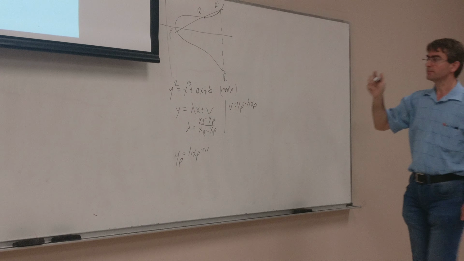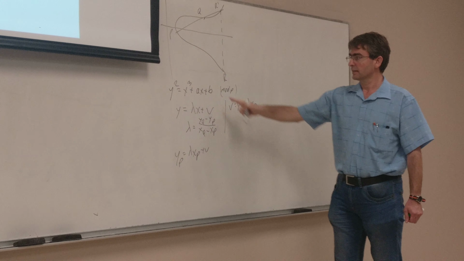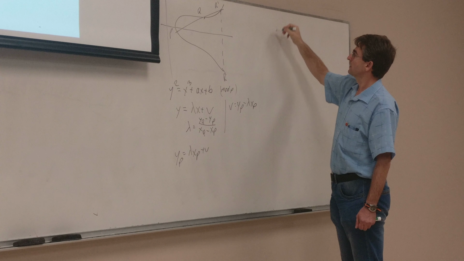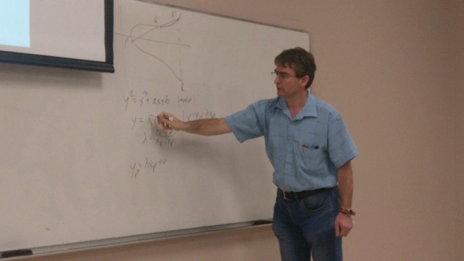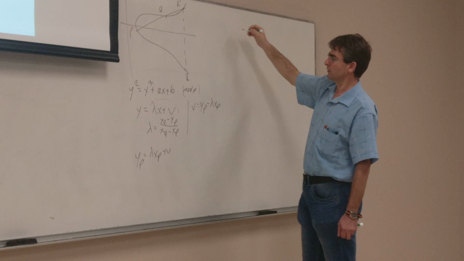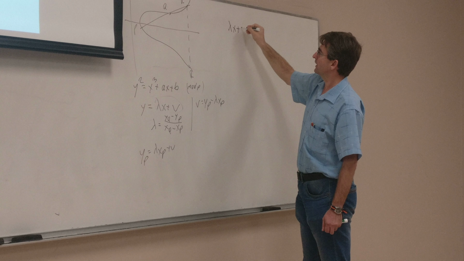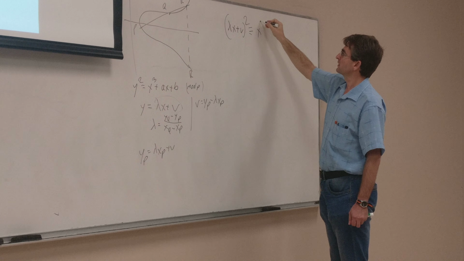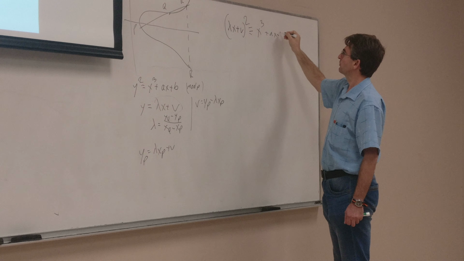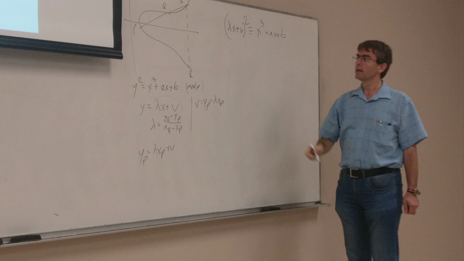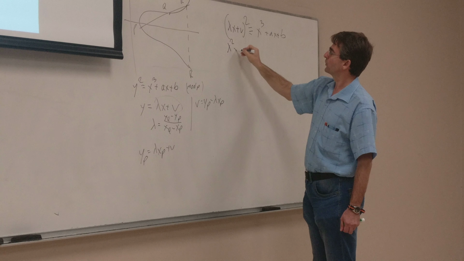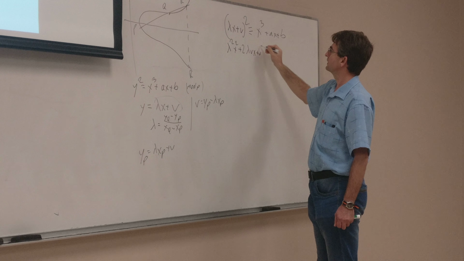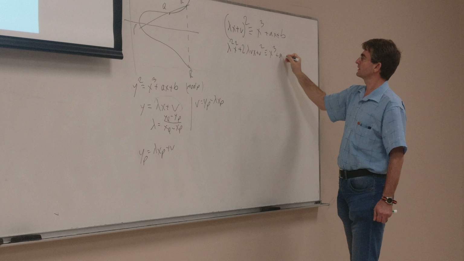And now I can combine these two equations to find out the third point. Instead of y, I'll write its value here. So (lambda x plus v) squared is congruent, in our case, with x cubed plus ax plus b. Therefore, lambda squared x squared plus 2 lambda vx plus v squared is x cubed plus ax plus b.